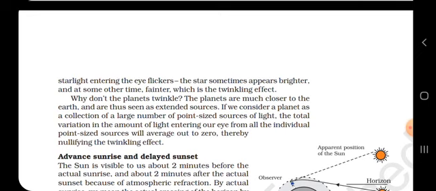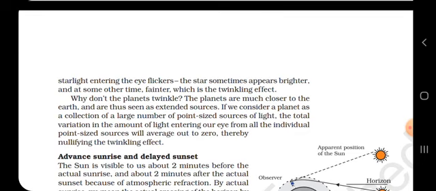The stars sometimes appear brighter and at other times fainter. Here fainter stands for dim, dull. This is also known as the twinkling effect of the stars. Fine. So this is the main thing we learned today, and that is the twinkling of the stars.